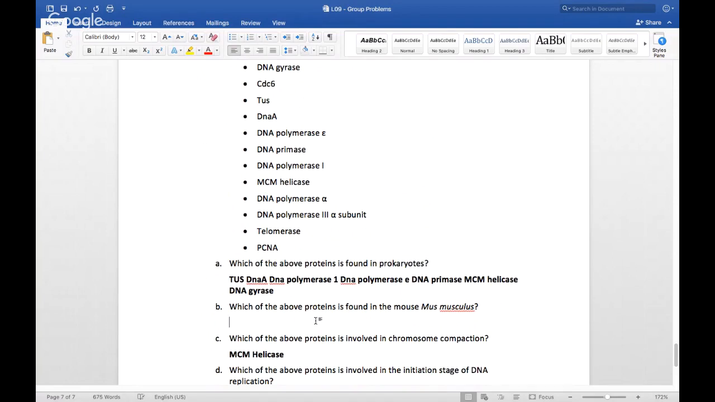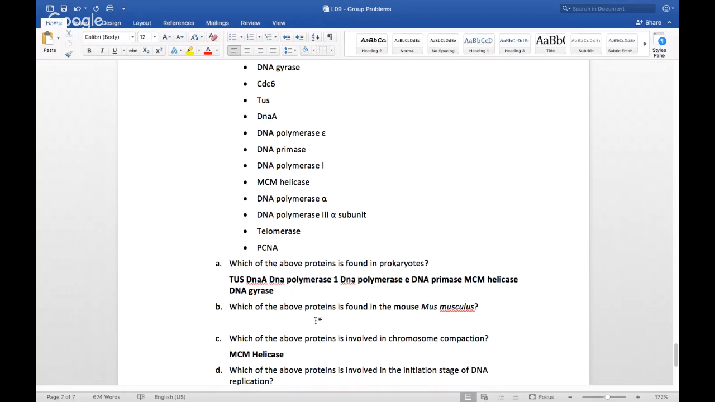So problem number 5. The proteins that are found in prokaryotes are Tus, DnaA, DNA polymerase I, DNA polymerase epsilon, DNA primase, MCM helicase, and DNA gyrase. I was not able to find B. So we'll move on to C.